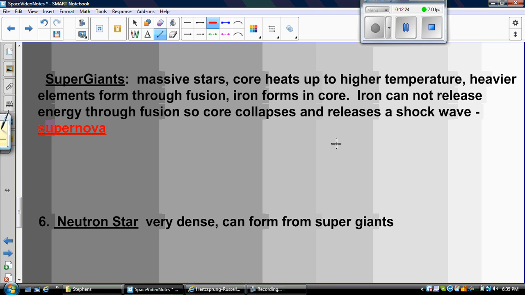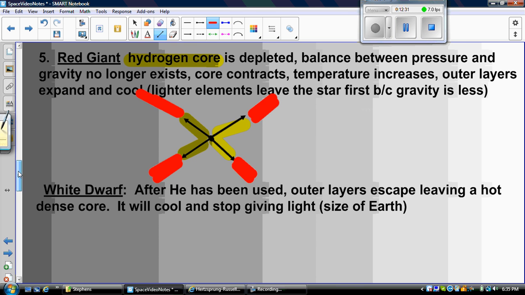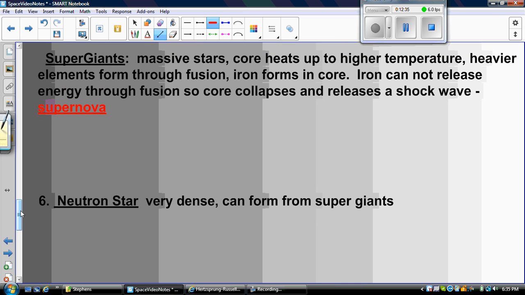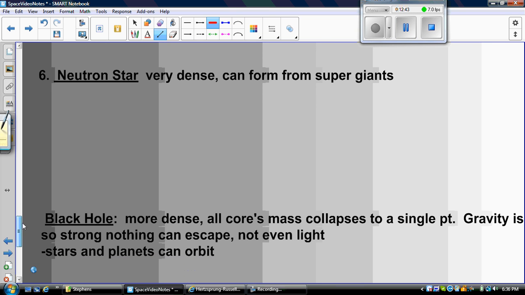So that's when the core collapses due to the force of gravity, because remember, that pressure that goes against the force of gravity is no longer there from nuclear fusion. And you have a shock wave called a supernova. And then supergiants can either turn into neutron stars or black holes.